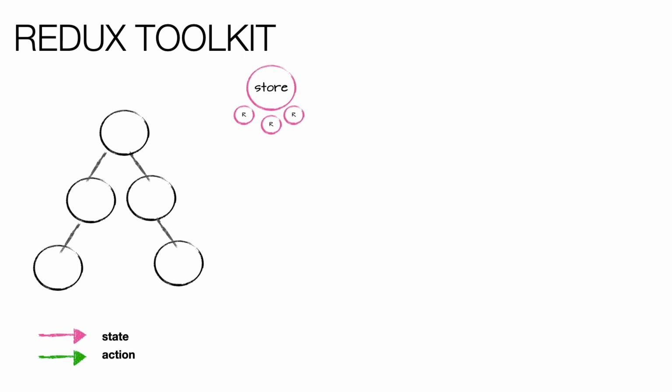The component can read the state through selectors, which we can imagine as a query to the store. The only way to update this state from a component is by emitting an action, not directly, but using the reducers function that will update the state based on the emitted action.